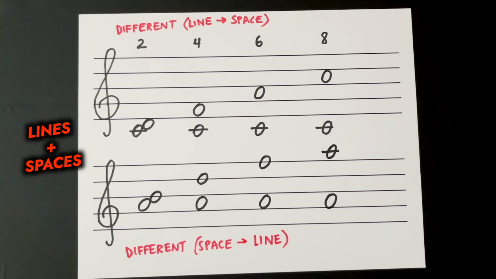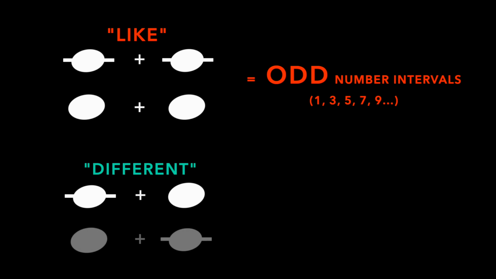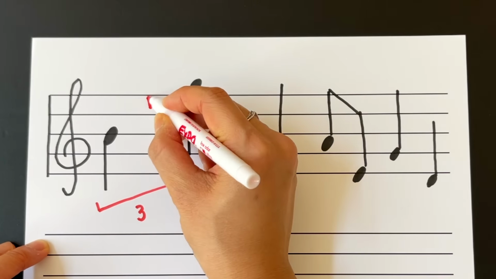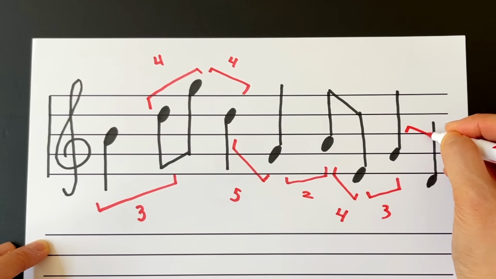It helps to remember that the category of same lines or spaces are odd number intervals. If they are different, they are even number intervals. Once you master this, you can really monkey branch from note to note. If you have a starting point, you can read the notes by intervals. This is particularly useful when you have a lot of ledger lines.